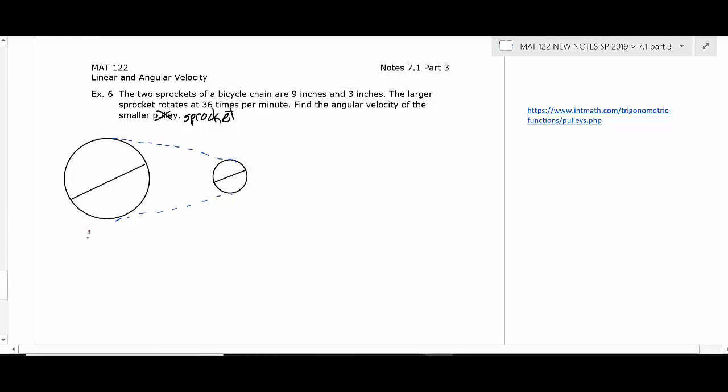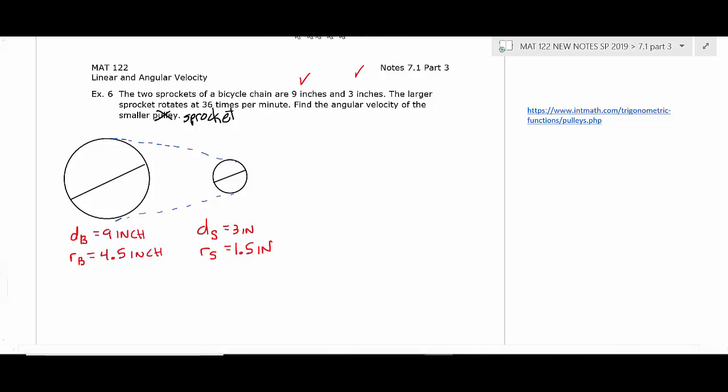Okay, and what we're going to say on this, I'm going to say the diameter of the big is equal to 9 inches. Then I'm going to say the diameter of the small equals 3 inches. So the big sprocket is 3 times as big as the other one. Now I'm going to write down what we're given. We're given the diameters, but we need to change these to radius. So the radius of the big would be half of 9, which is 4.5 inches. And then the radius of the small sprocket would be half of 3, so that is 1.5 inches.